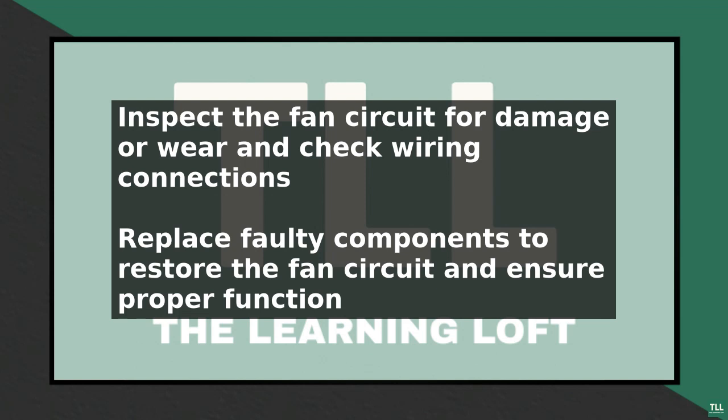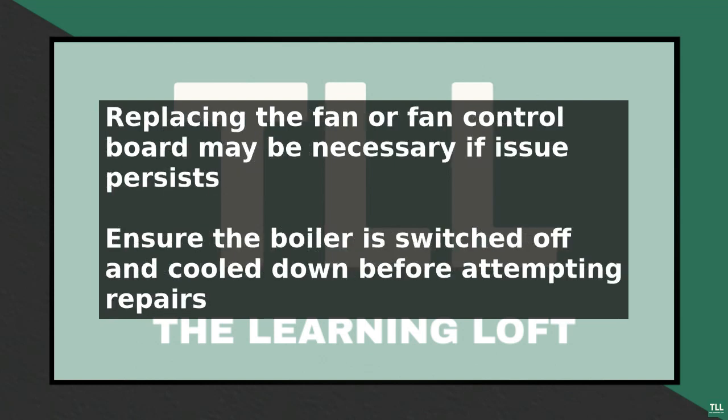Before attempting any repairs, ensure you have switched off the boiler and allowed it to cool down. It is also recommended to consult the user manual or contact a professional if you are not familiar with the repair process. Causes of the CF error code include a faulty fan, blocked ventilation, and issues with the fan circuit. Solutions include cleaning the fan, checking and replacing the fan circuit components, and ensuring the ventilation system is clear.